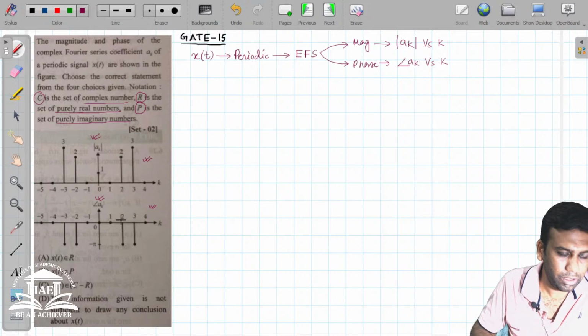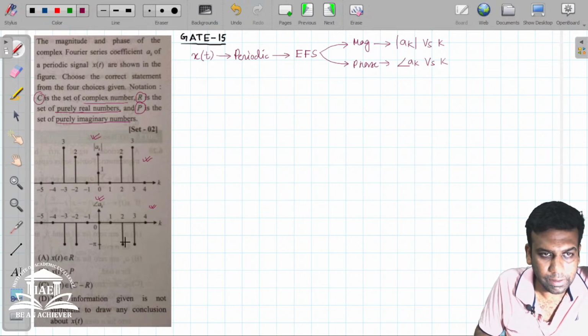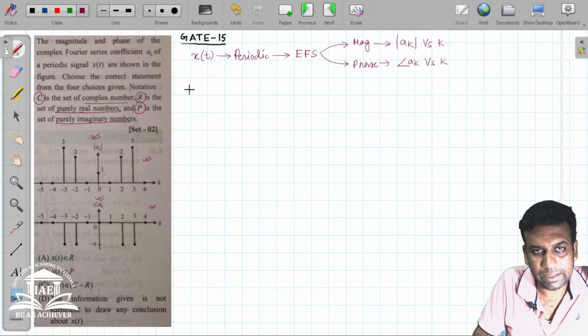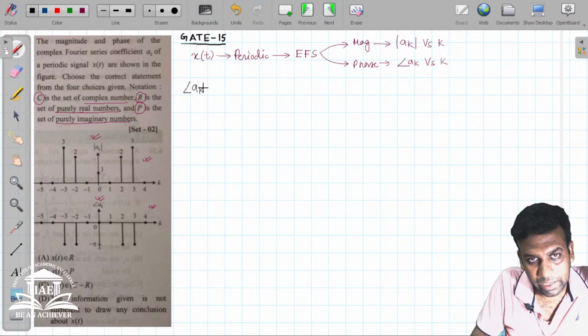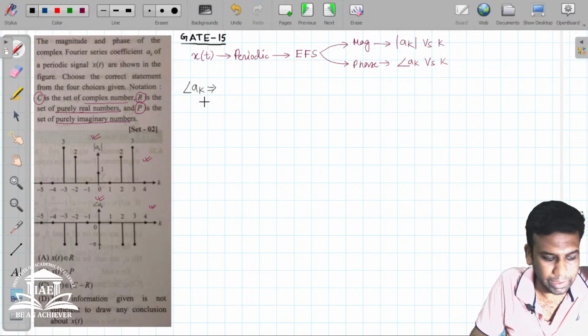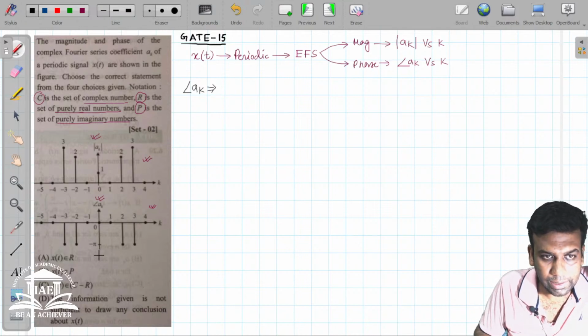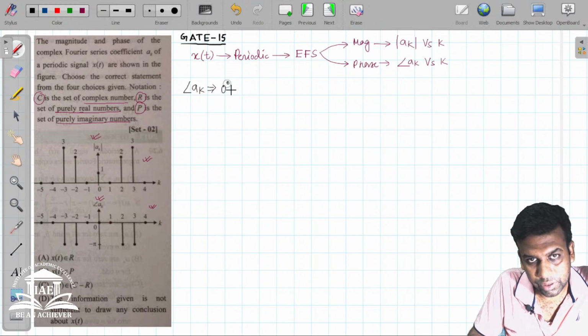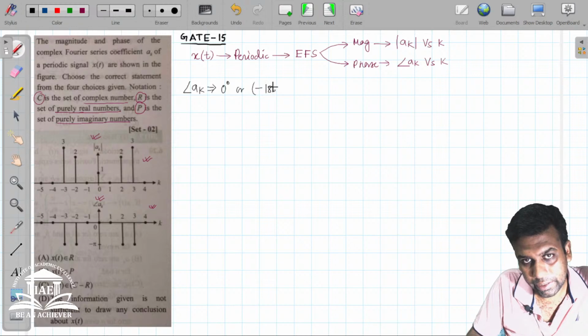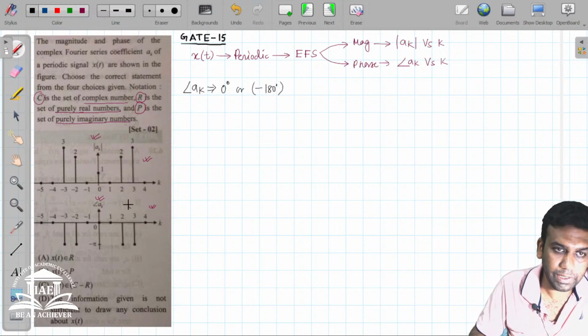So first of all, if you look at this angle graph, you can see that the angle of AK has different values. Either it is 0 or minus 180 degree. We can see this from the graph. ये वाले graph से मैं देख सकता हूँ.